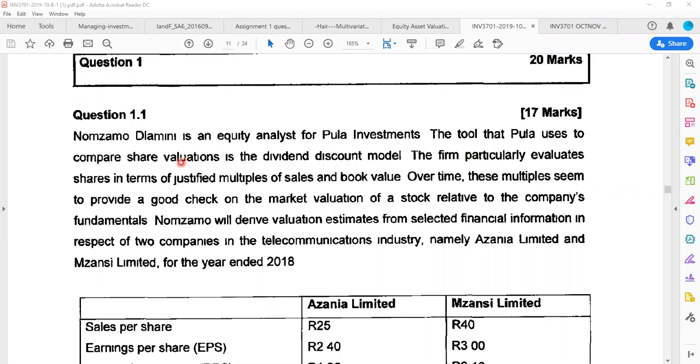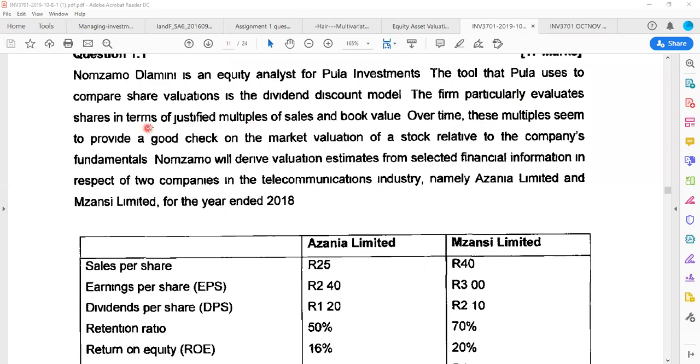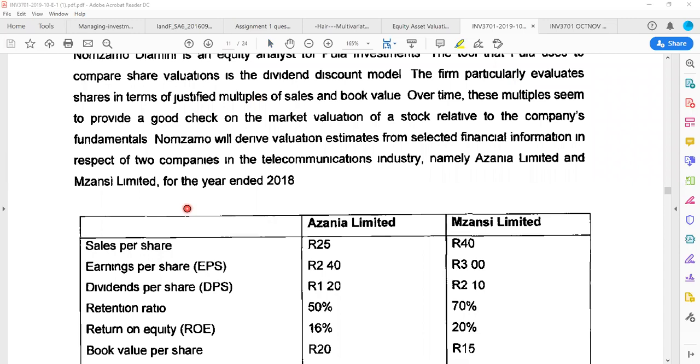uses a certain tool to compare share valuations, and she uses the dividend discount model. The firm particularly evaluates shares in terms of justified multiples of sales and book value. Over time, these multiples seem to provide a good check on the market valuation of a stock relative to the company's fundamentals. Nomzamo will derive valuation estimates from selected financial information in respect of 2 companies in the telecommunications industry, namely Azania Limited and Mzansi Limited, for the year 2018.